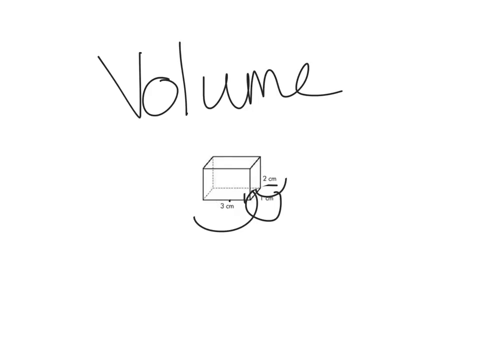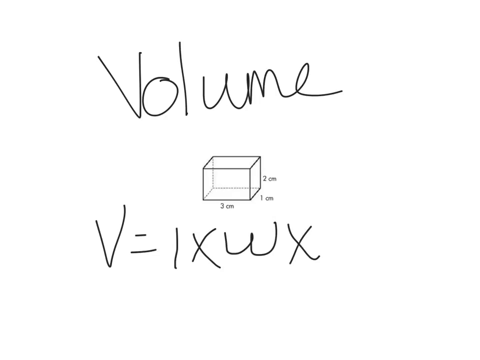So to find volume, if the cubes are already in there, we can just count the cubes. But we can also use the formula for volume of length times width times height. If we do all of those numbers in there, we will find how much space is inside this rectangular prism. So we could do 3 times 1 times 2. This can be done in our head, I hope.